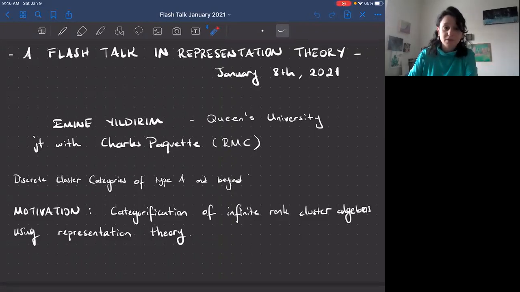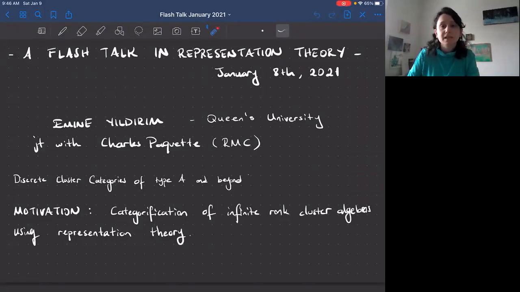Today, I'm going to talk about a completion of discrete cluster categories of type A. This is joint work with Charles Paquette. Our motivation to study this topic is categorification of infinite rank cluster algebras using representation theory.